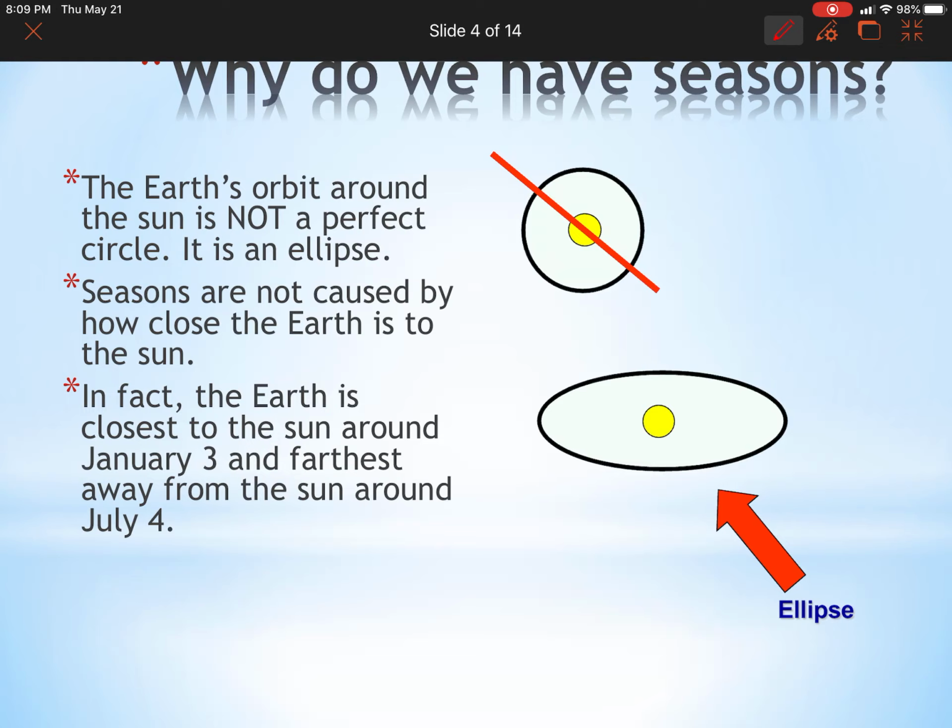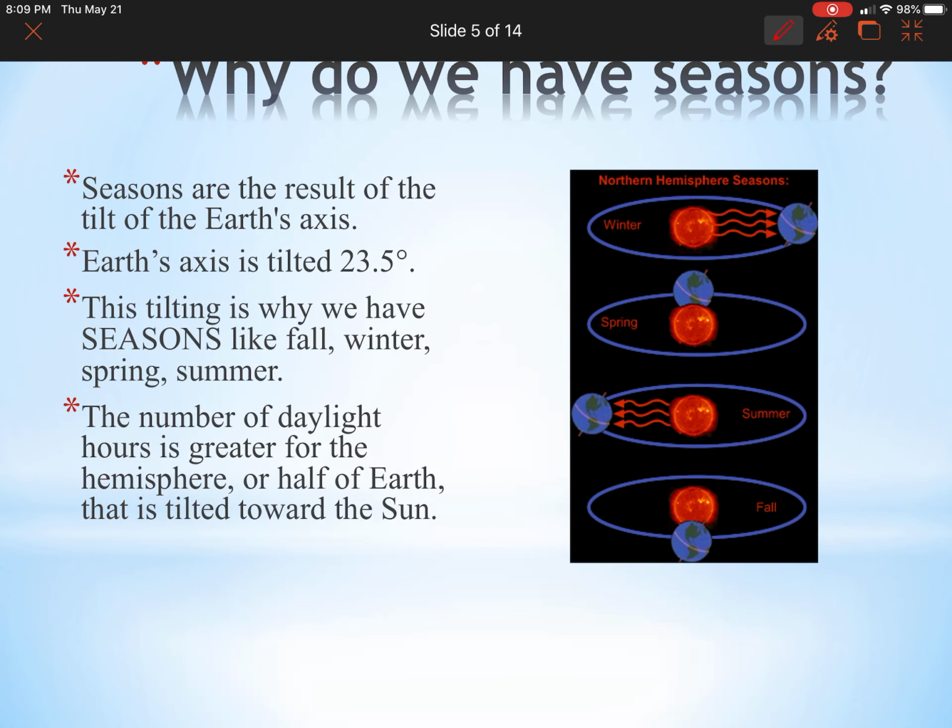In fact, the Earth is closest to the sun around January 3rd. So that's like in the middle of our coldest winter here, right? And it's farthest away from the sun around July 4th. So that doesn't really make sense in terms of our weather.